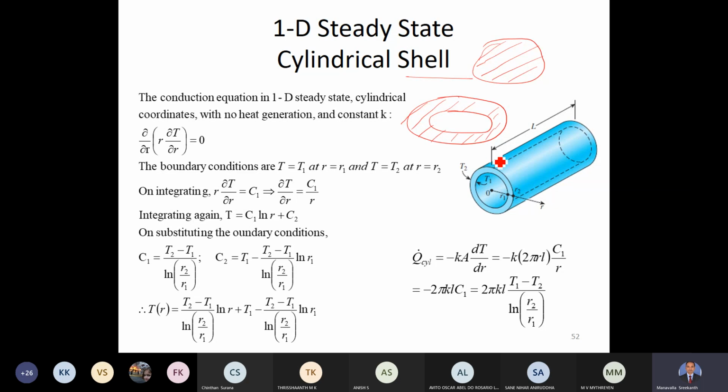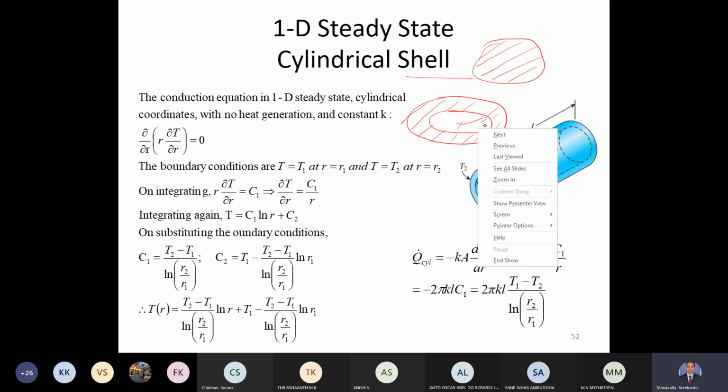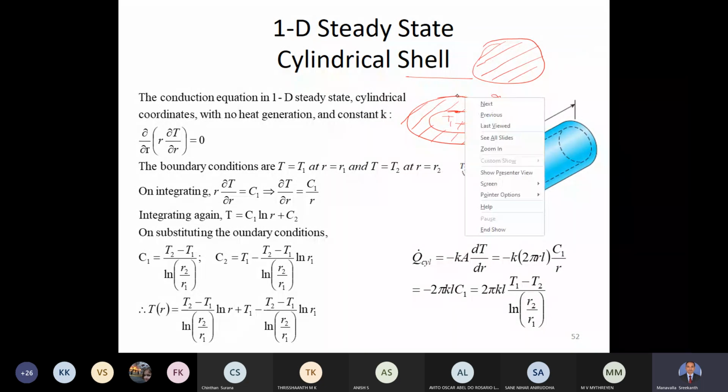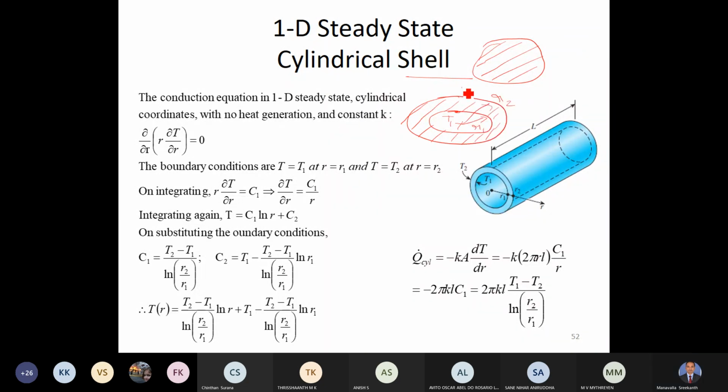Now we will take up this cylindrical shell in this particular case and try to derive the equation of temperature distribution. Now you can see that this is a cylindrical shell, even though it looks elliptical. Imagine that this is cylindrical. It has one inner radius R1 and outer radius R2. R2 minus R1 is the thickness of the wall of the cylinder. And also this inside surface has, let us say, temperature T1, and the outside surface has a temperature T2.